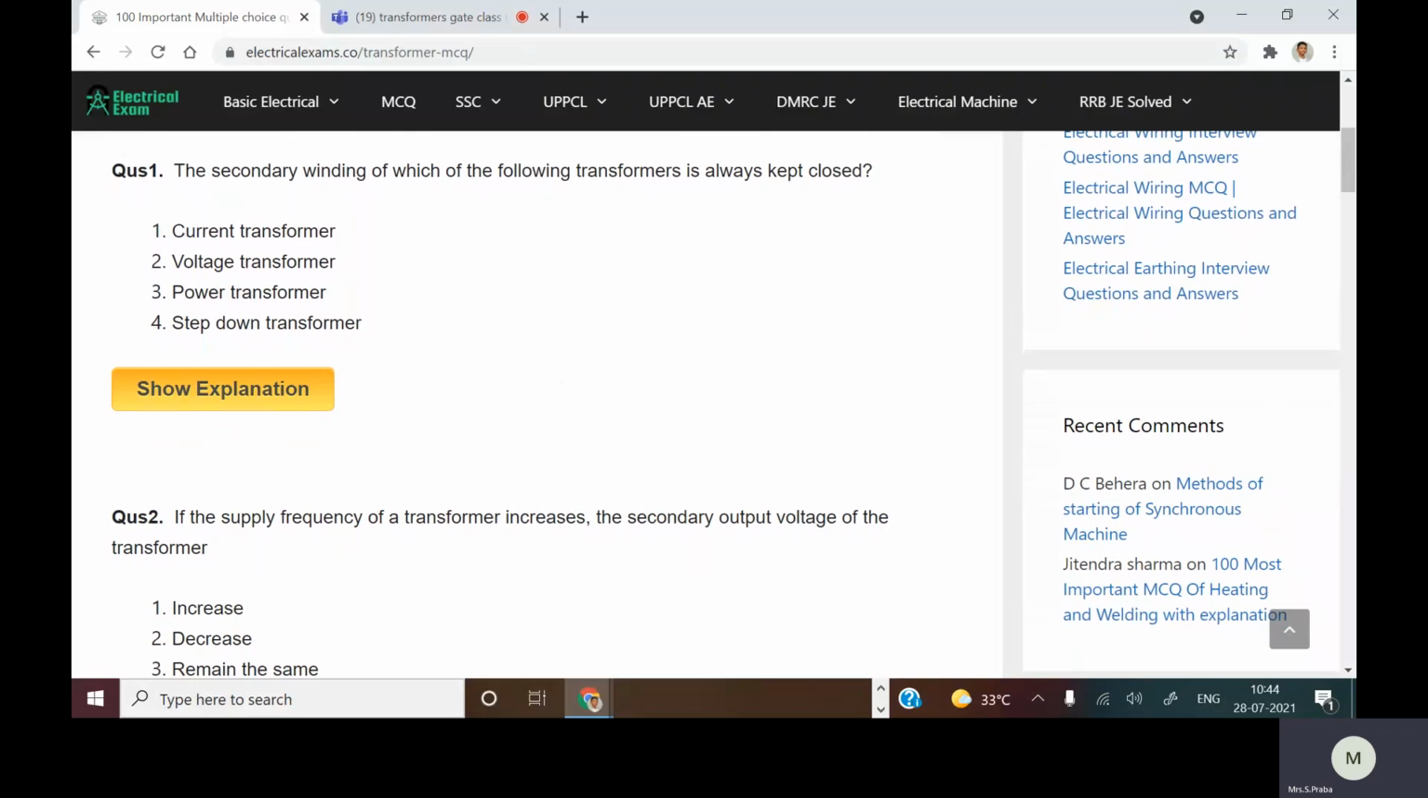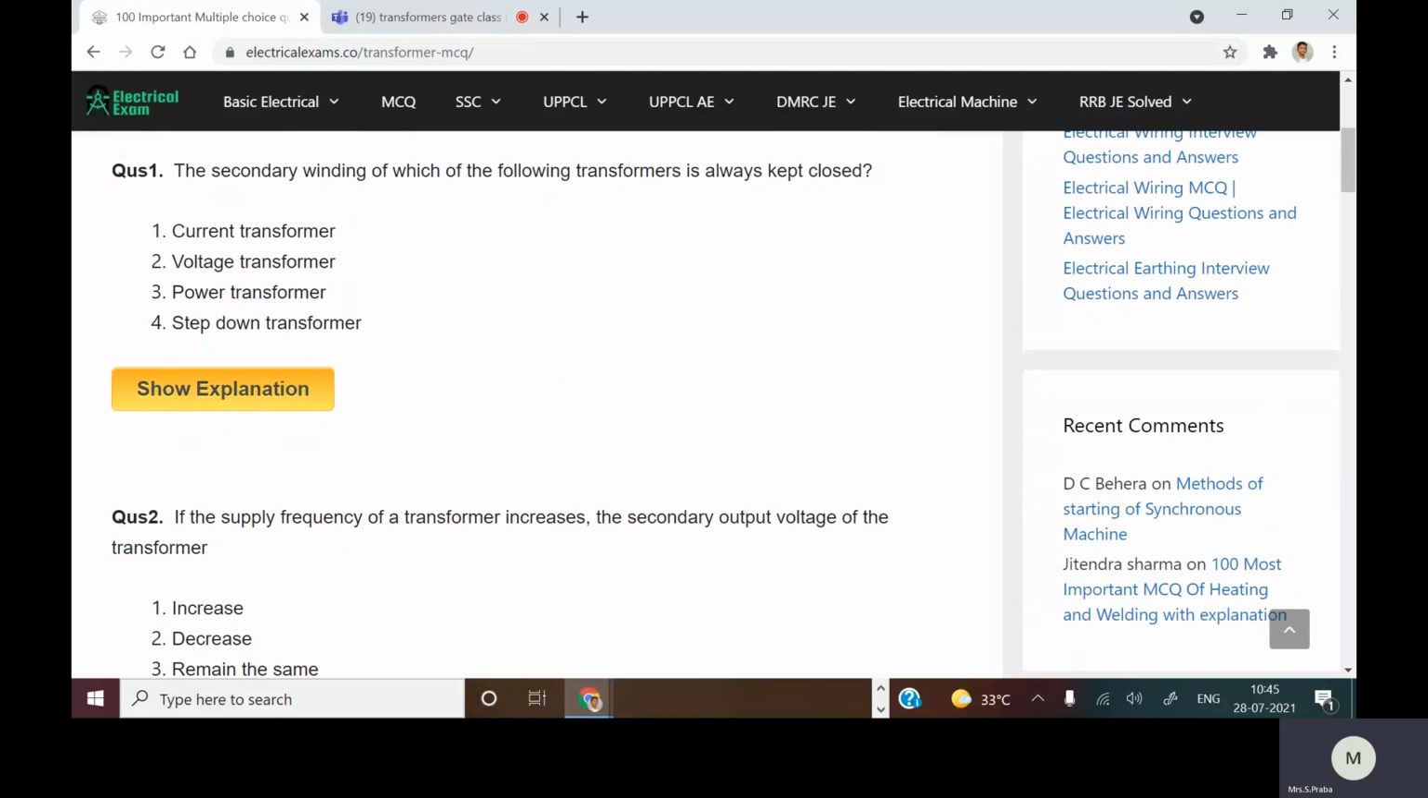The first question: the secondary winding of which of the following transformer is always kept closed? Transformer is having two windings, primary winding and secondary winding. Depending upon the number of turns, it is called a step up or step down transformer. If the primary winding has more turns compared to the secondary winding, it is called a step down transformer. The primary, with more turns, supplies the flux to the lower number of turns in the secondary. It is called step down.